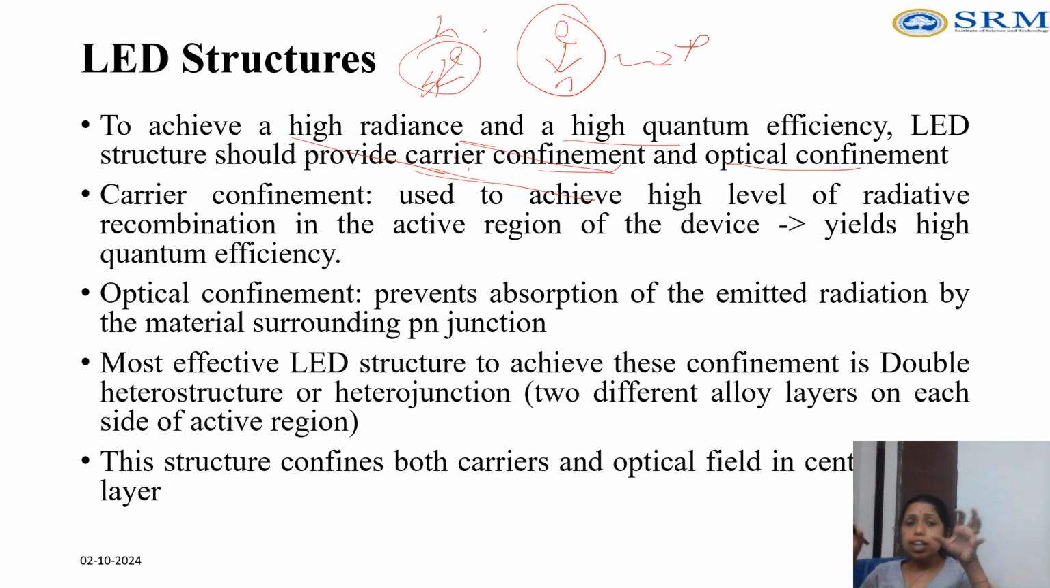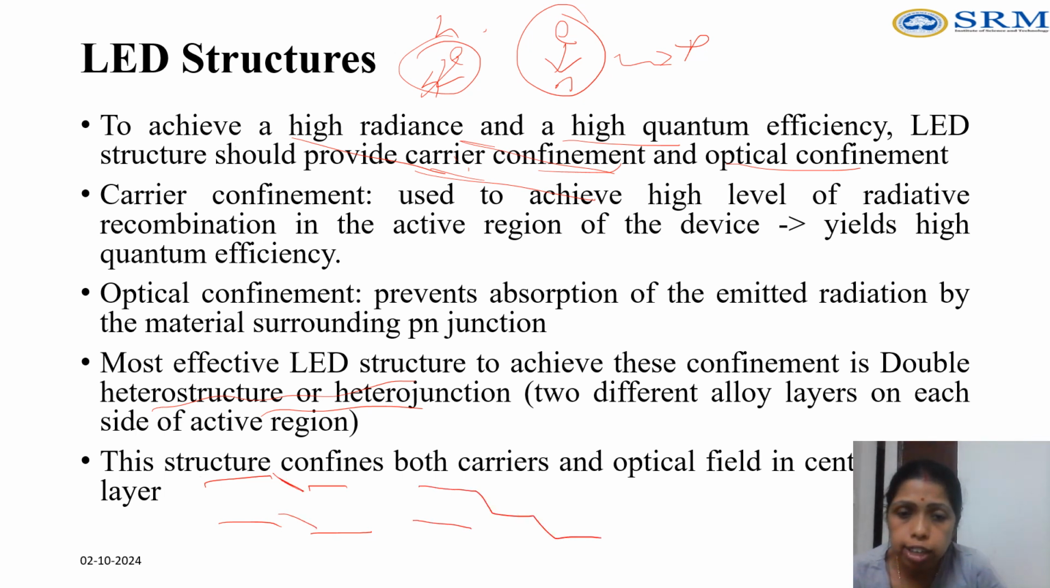Okay, so if you confine the electron, if you confine the photon, you will get high efficiency as well as high radiance power. So for that, if you keep in mind these two things, you have to design the LED based on the double heterojunction. Heterojunction means the P and N have two different band gaps, and there will be a band bending. This is the heterojunction. If it is like that only, that is called the double heterojunction. There will be three different kinds of band gap in a double heterojunction. Yes, we can achieve carrier confinement and optical confinement based on the double heterojunction.